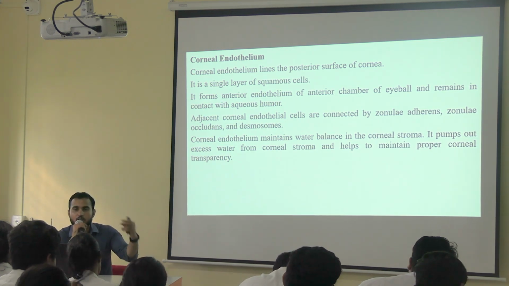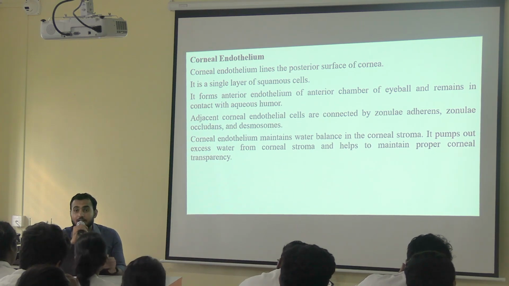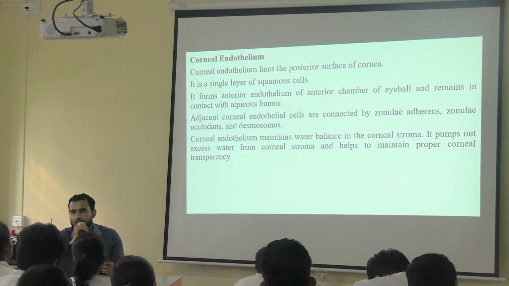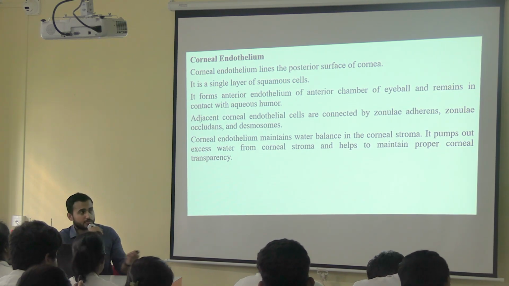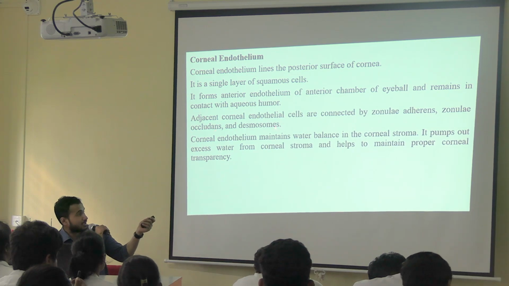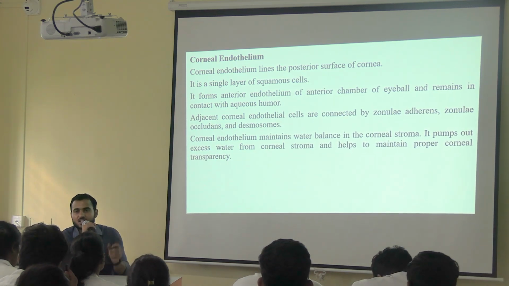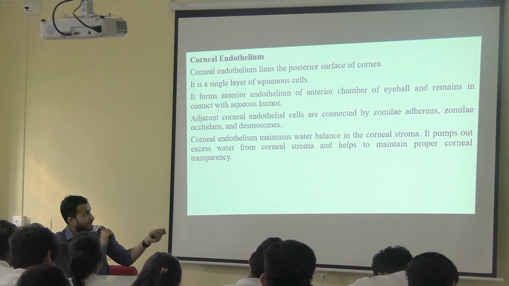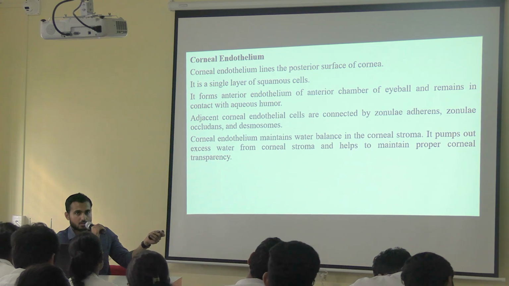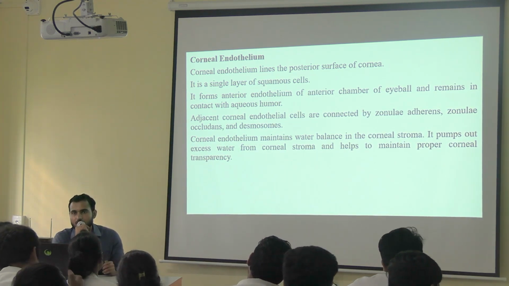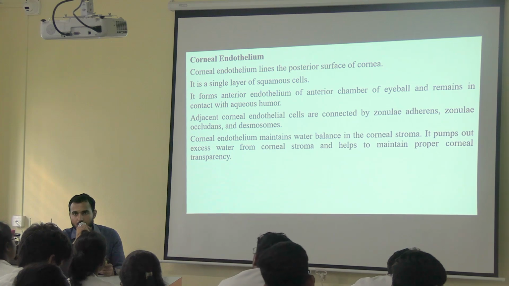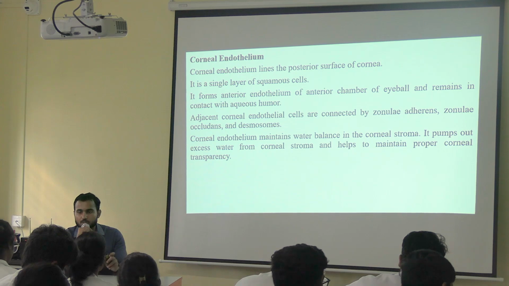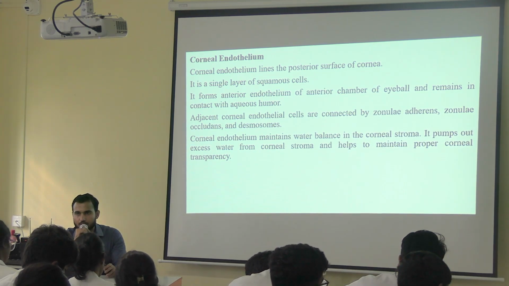So the corneal endothelium is in direct contact with the aqueous humor. Now the cells of the corneal endothelium have different types of cell junctions, for example zonula adherens, zonula occludens, and desmosomes. Now what is the function? It maintains the water balance in the corneal stroma. If excess water is present in the corneal stroma, it will pump out that water. Thus it maintains the transparency of the cornea. So that is one of the important functions of the corneal endothelium.